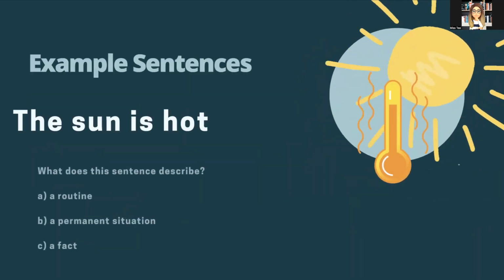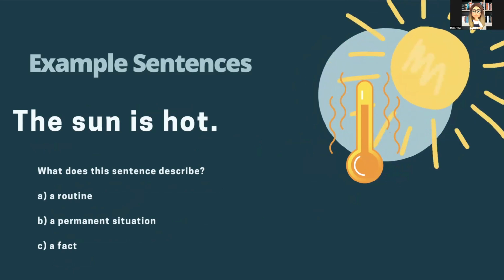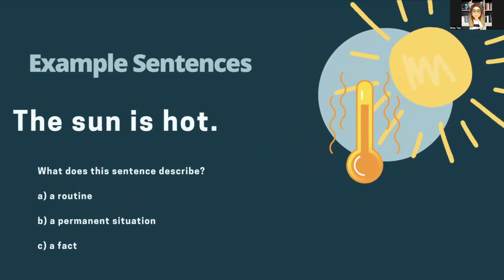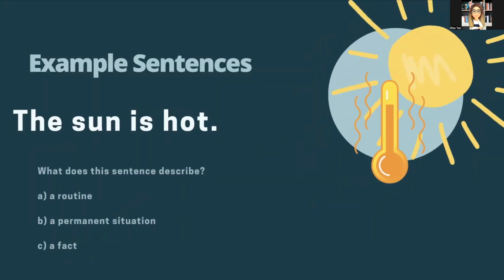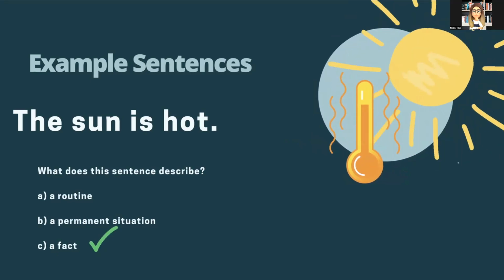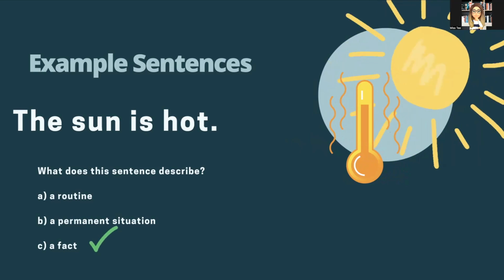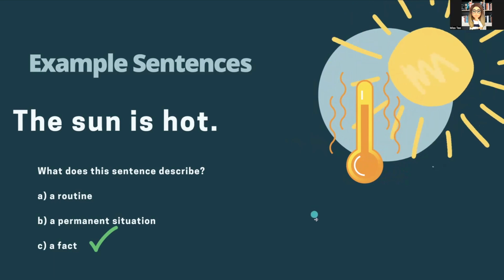All right. Now this one, the sun is hot. What does this sentence describe? A routine, permanent situation, or a fact? The sun is hot. Hmm. Let's see. It's a fact. It is widely accepted information. Everybody knows it. The sun is hot. When you stand under the sun on a warm summer day, you will be hot. You will feel hot. So it is a fact. It's a truth.